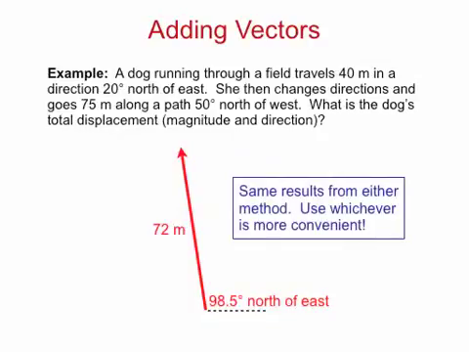So which method should you use in adding vectors? Well, whichever one is more convenient to you. I suspect you'll find the component method to be more useful and systematic, and that'll certainly be true when adding more than two vectors. But each method has its merits, and each is worth knowing.